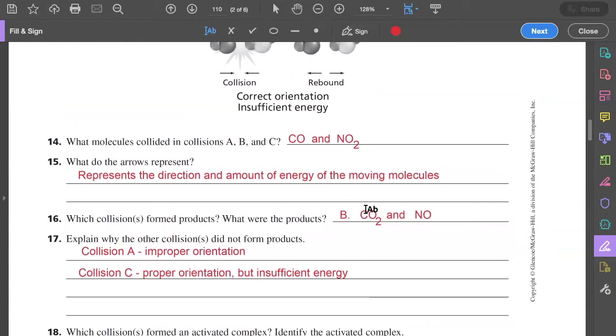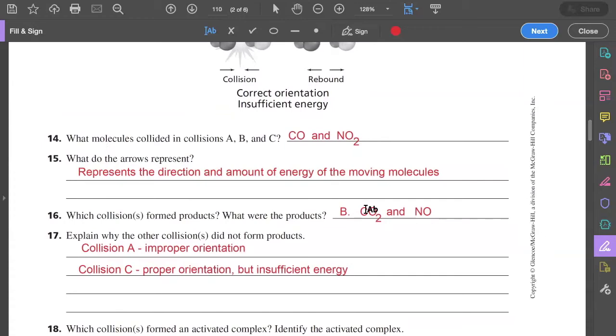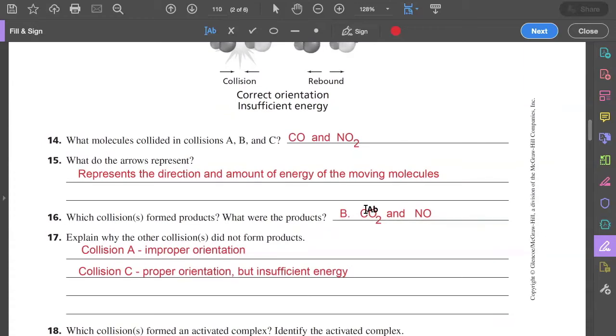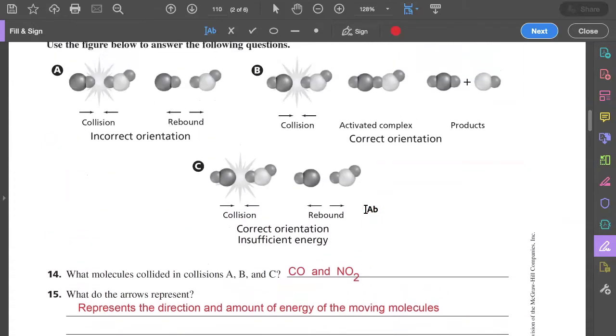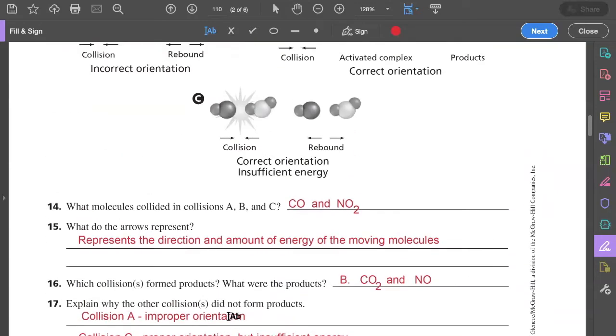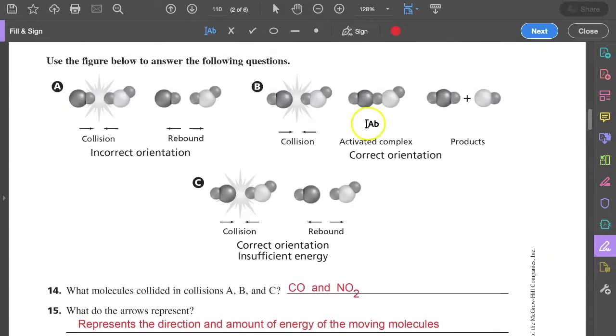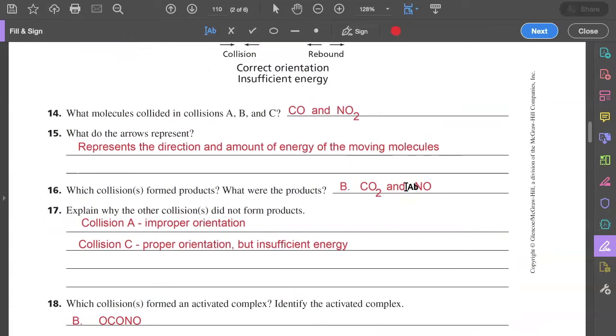Which collisions formed an activated complex? Identify the activated complex. Of course, letter B was the one. Collision B was the one where we had the activated complex formed. And so we would call this oxygen, carbon, oxygen, nitrogen, oxygen. So O-C-O-N-O, I guess. And there you go. Page 2 down.